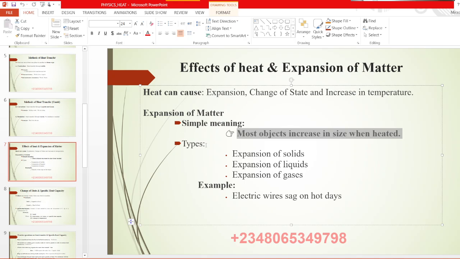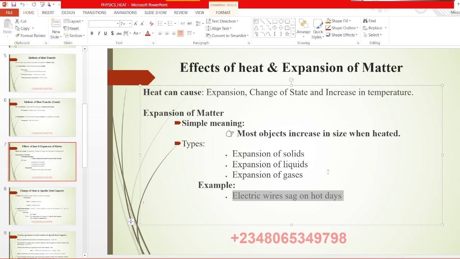So there are different types of expansion. We have expansion of solids, expansion of liquids, and expansion of gases. This is what we will see almost on a daily basis. Let's look at an example. Electric wire sags on hot days. If we look at the electricity poles in front of our houses, there are times when there is high sunlight heat. You see that there is a tendency for some of those electric wires to fall, as if they are falling towards the ground.